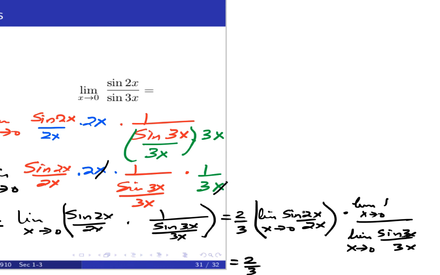What do we get? 2/3. The limit as x approaches 0 of sine 2x over 2x is what? A 1. Times the limit of 1 as x approaches 0, again a 1. And in the denominator, the limit as x approaches 0 of sine 3x over 3x is a 1. So clearly the final answer is 2/3.